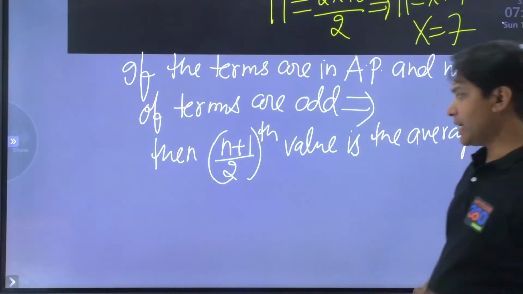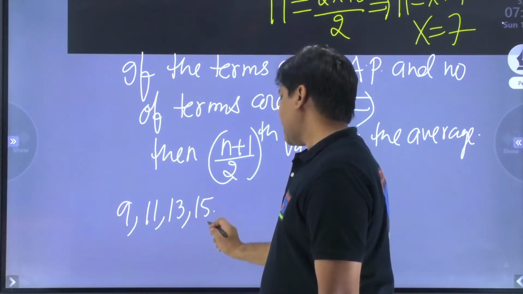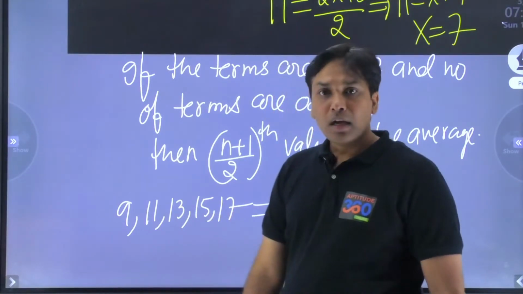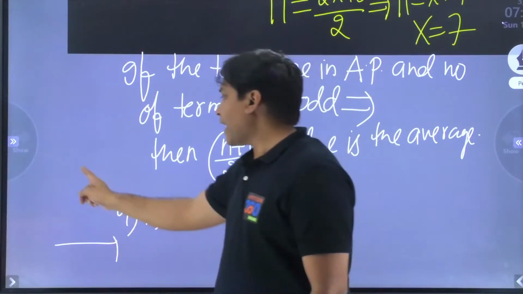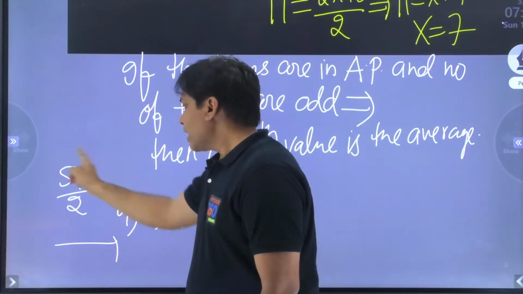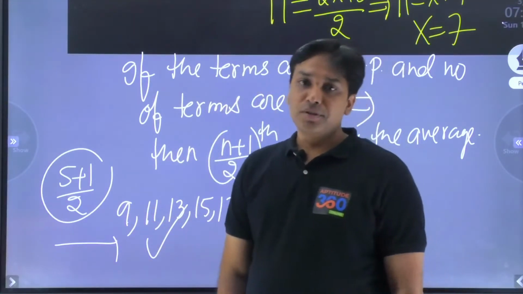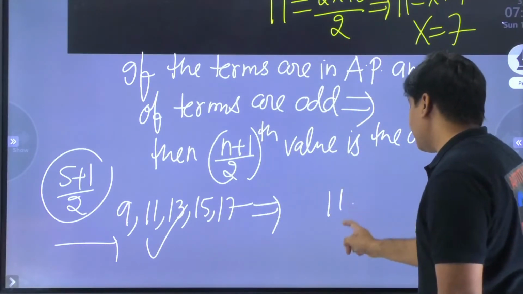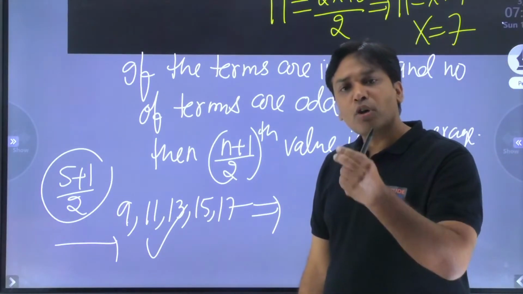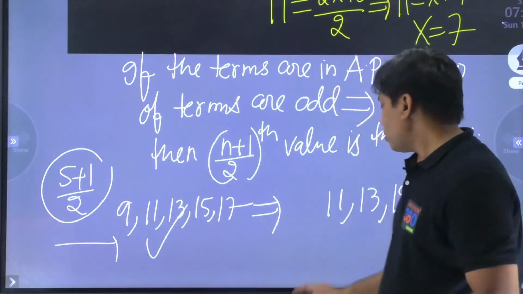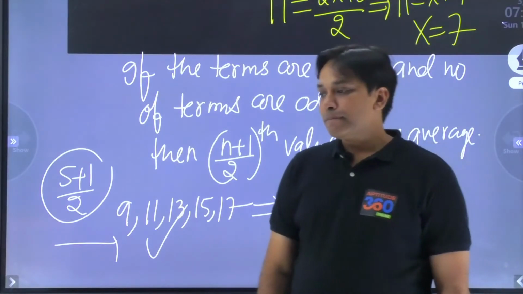And why am I saying it? Say for example, I have got 9 and then 11 and then 13 and then 15 and then 17. I have got 5 terms, right? Are they in AP? Yes. So in increasing order, what is the number of terms? 5. 5 plus 1 by 2, the third value, which is first, second and third, this value is your average. If you have got 11 and 13 and 15, the number of terms is 3. What is going to be the average? 3 plus 1, 4 by 2. This one is going to be your average. Are we understanding this? Which part did you not understand?